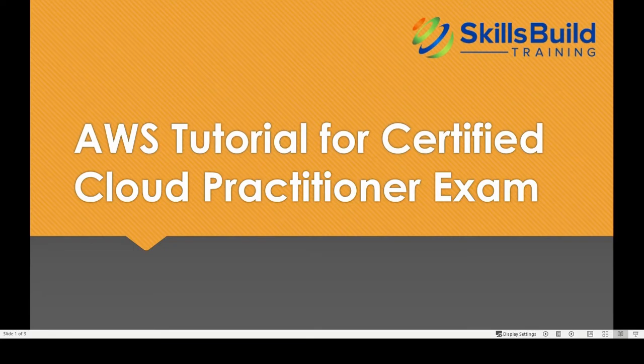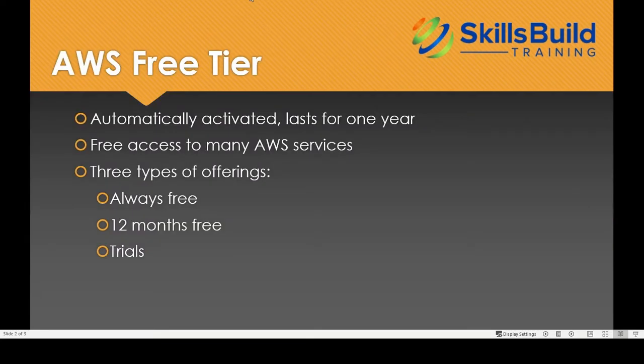In this lesson, we will take a look at Amazon Web Services free tier offerings. So, what is the AWS free tier exactly? The AWS free tier is automatically activated on each new AWS account and lasts for 1 year. While it is active, you can try many AWS services for free. However, not all AWS services are free. You're responsible for any charges you incur while using AWS services.